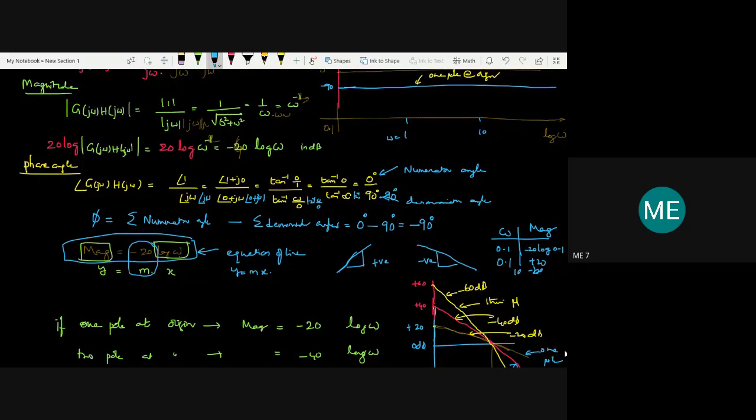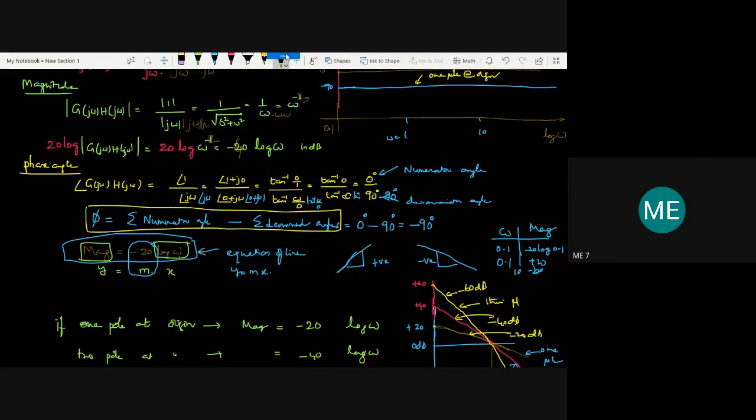As we told, this is the equation for calculation of phase angle, that is summation of numerator angles, here only one numerator angle is there, minus the summation of denominator angles. There are two angles here. If you look at 90 degrees, 90 degrees, two angles are there. So 90 degrees plus one more 90 degrees. So I'll be getting 0 minus of 90 plus 90, it is minus 180 degrees. It means if there are two poles at origin, the phase angle is going to be minus 180 degrees. If three poles are there, minus 270 degrees.